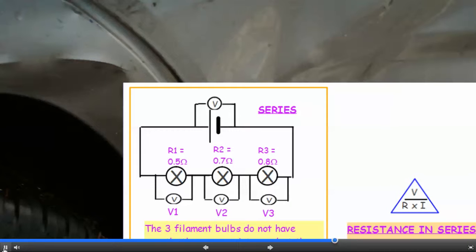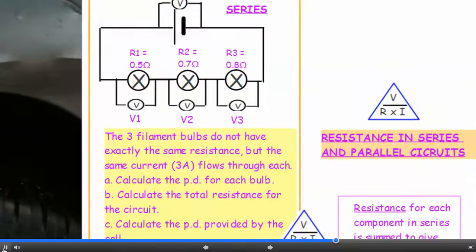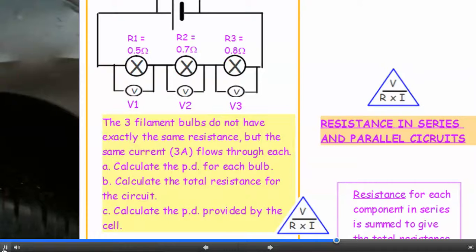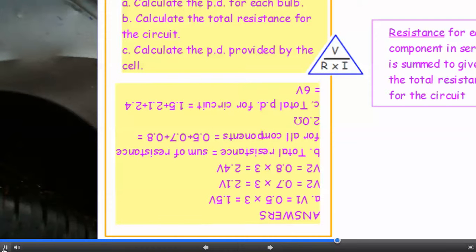So have a look at this series circuit. You've got 3 bulbs, so that's 3 resistors. Now, these 3 filament bulbs don't have exactly the same resistance, but the same current, 3 amps, flows through each. So calculate the PD for each bulb using the correct equation. Calculate the total resistance for the circuit, remember they're summed, and then calculate the PD provided by the cell. And check your answers here.